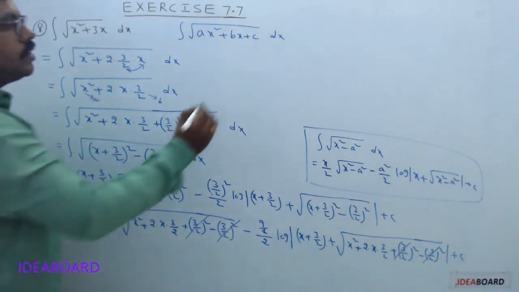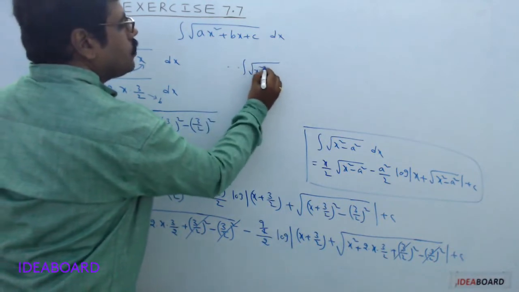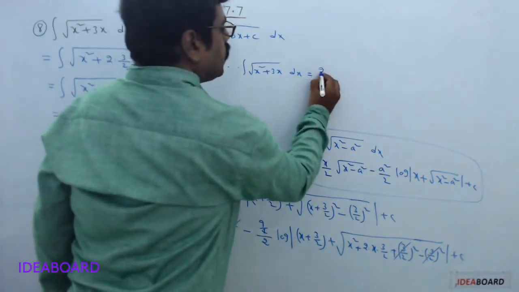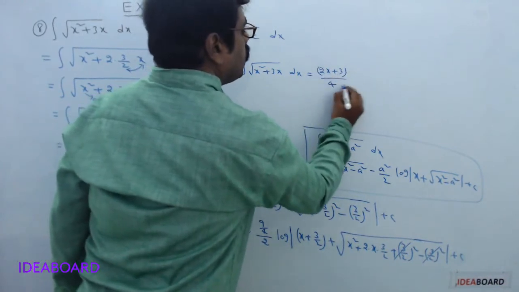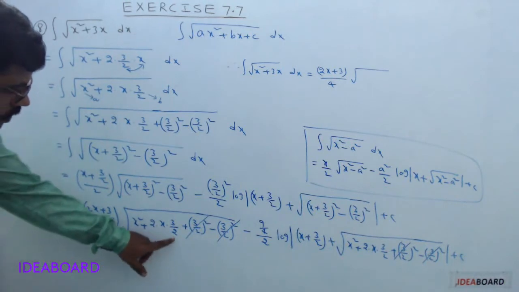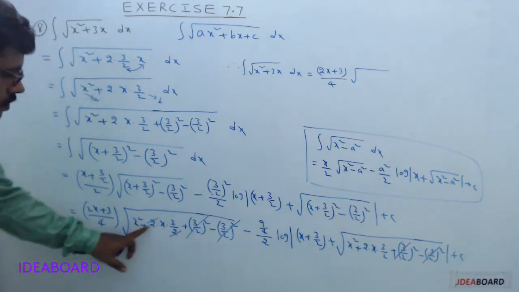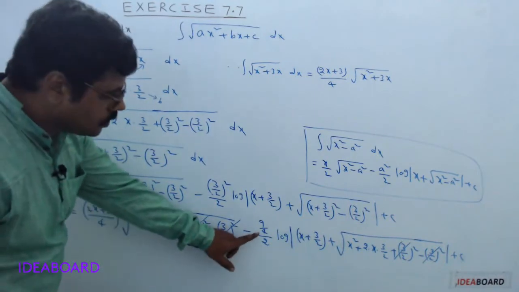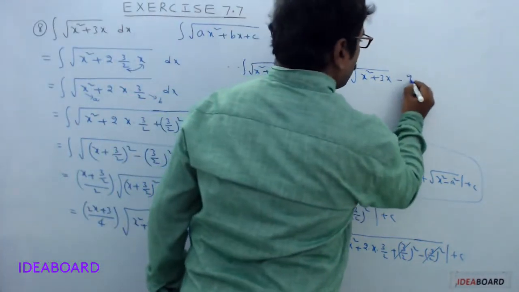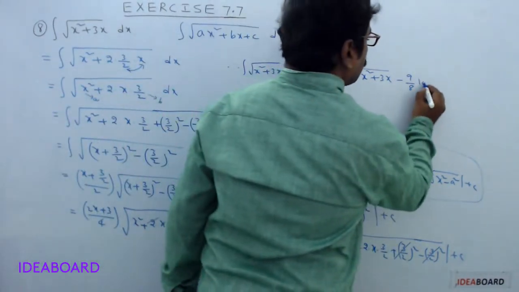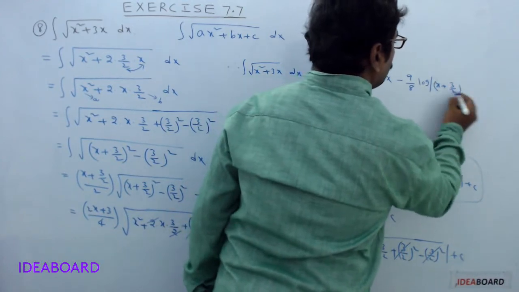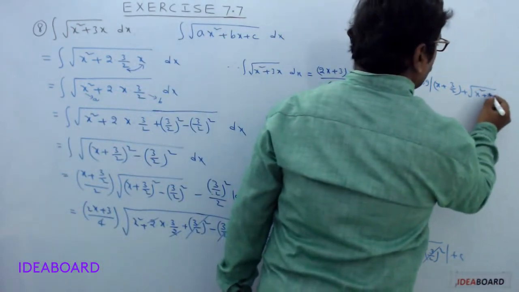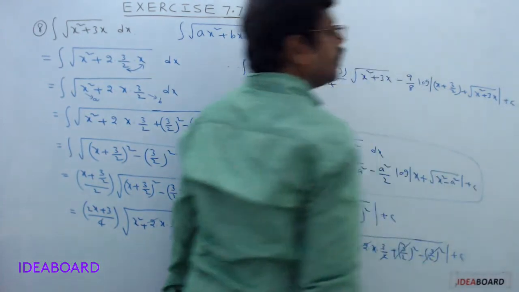Now therefore what is the answer? Integral square root of x square plus 3x dx equal to 2x plus 3 divided by 4 into square root of, here 2 is also cancelled, x square plus 3x, square root of x square plus 3x, minus this 4 will be transferred to the denominator, so minus 9 by 8 into log mod of x plus 3 by 2 plus square root of, here 2 is also cancelled, it will be x square plus 3x plus a constant c.